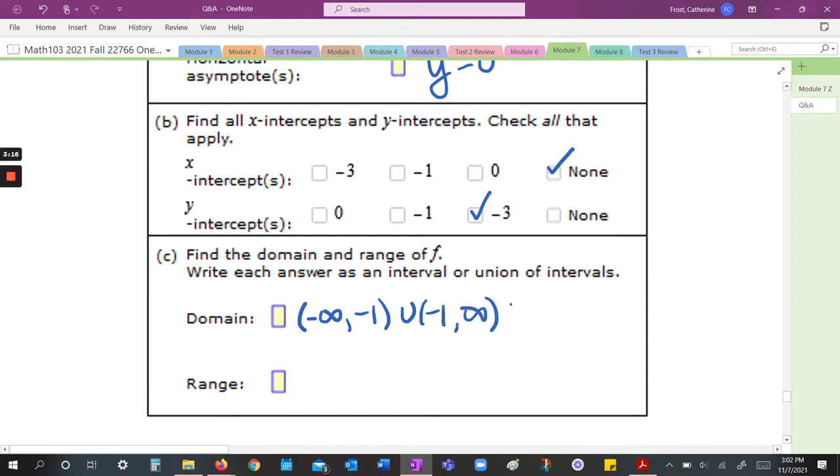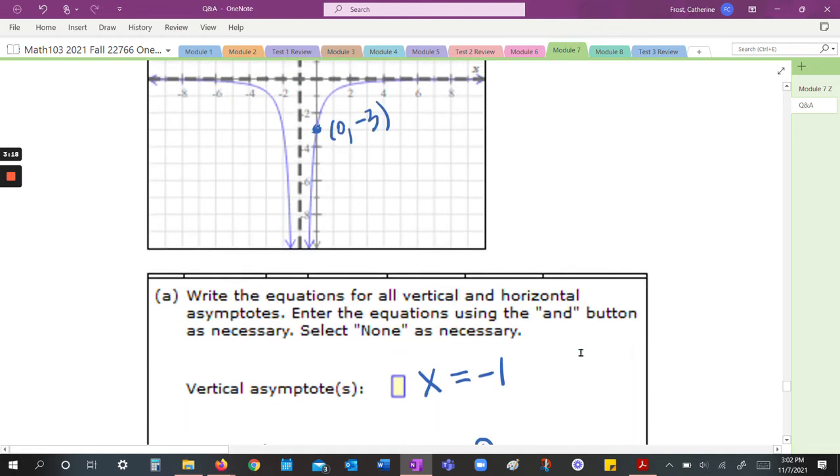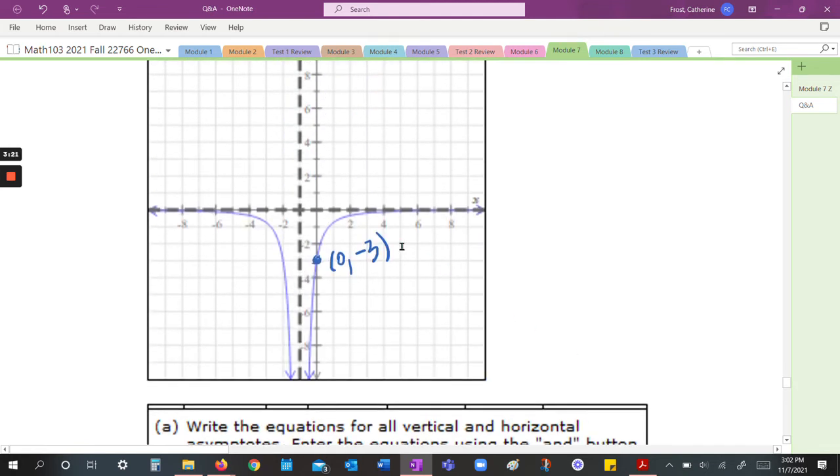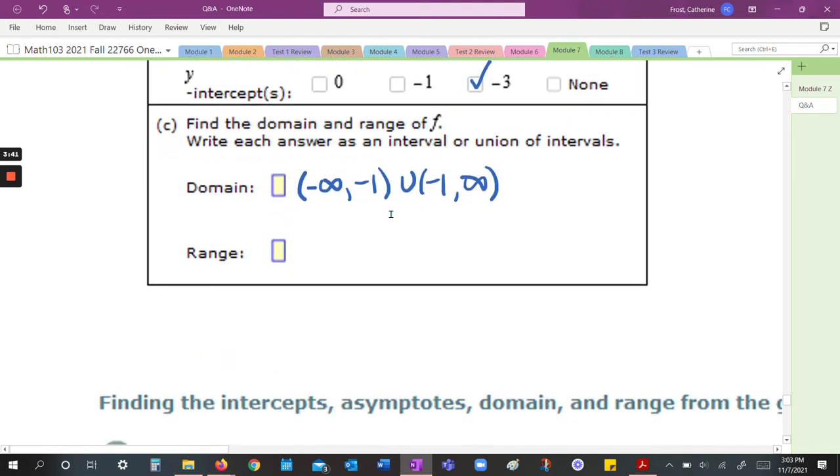Then range is often based on the horizontal asymptote, and in this case that does act as a barrier. It looks like there's nothing above the x-axis. So looking from bottom to top, the range would be -infinity up to 0. But since we never actually touch the x-axis, we would not include 0. So it's going to be all parentheses, -infinity to 0, and remember there was nothing up above, so that's it.